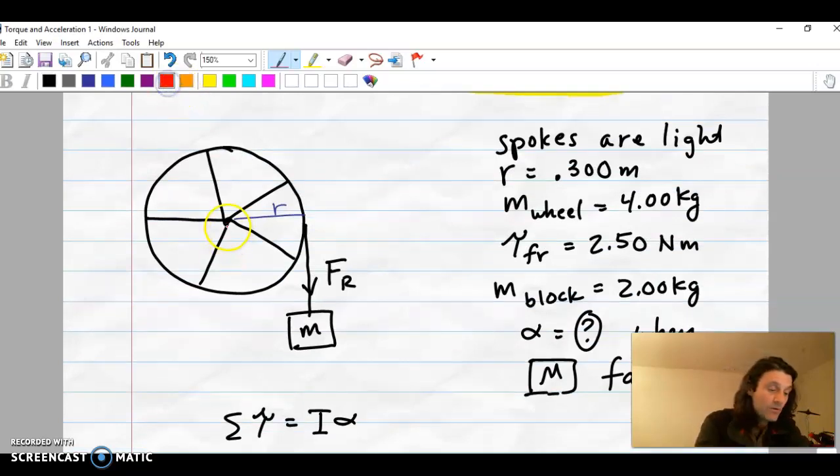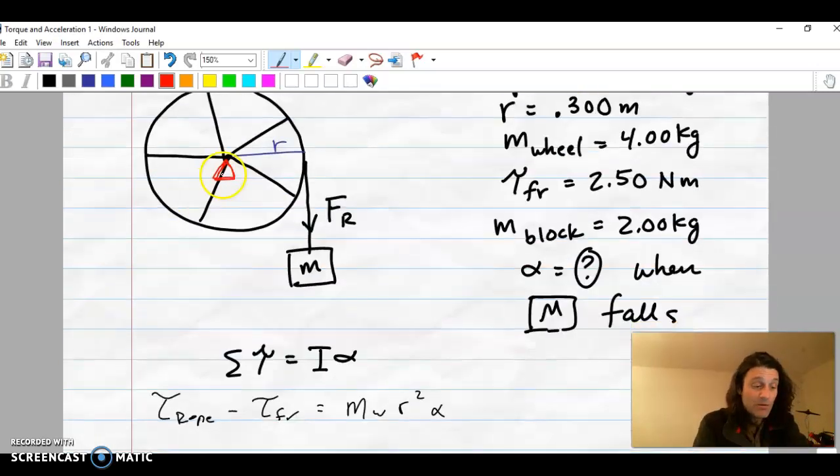So the first thing we will do is pick an axis of rotation. Whenever you're calculating torques, you've got to figure out what you're going in circles around. In this case, it's obviously the axle of the wheel, okay? So then we are going to sum the torques around that particular place. The sum of the torques, you know, is equal to I alpha.